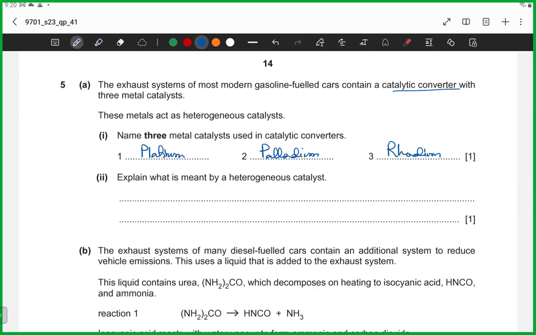Sir, what about iron? Iron is definitely, I'm pretty sure iron is not used as a catalyst in the catalytic converter. Okay, I was confirming this, just double checking it.